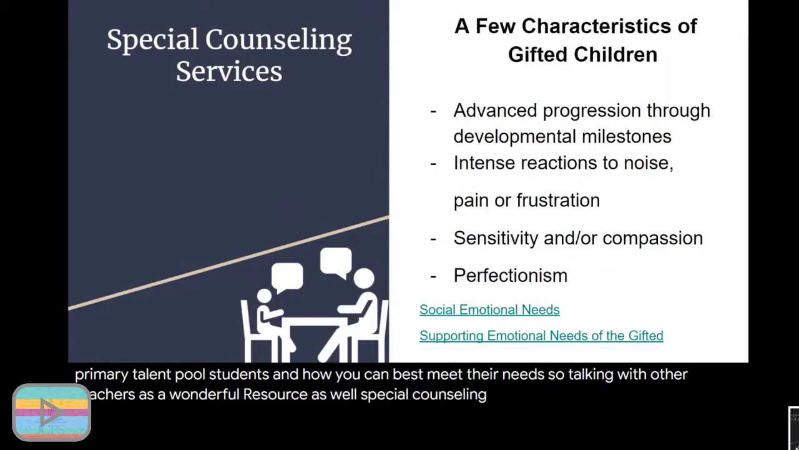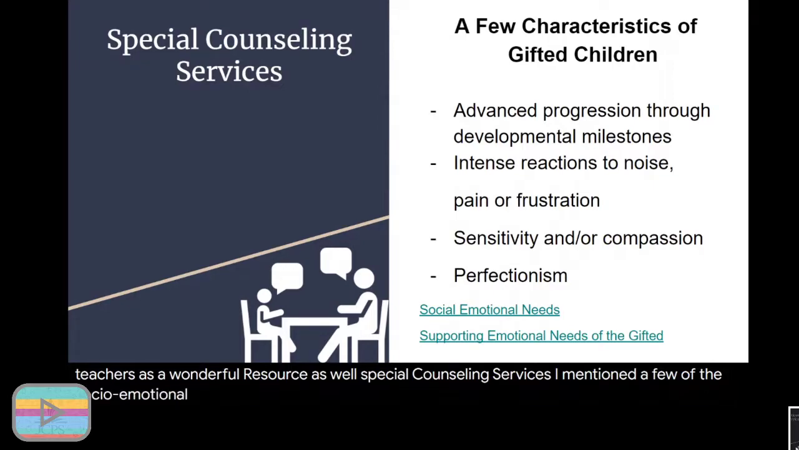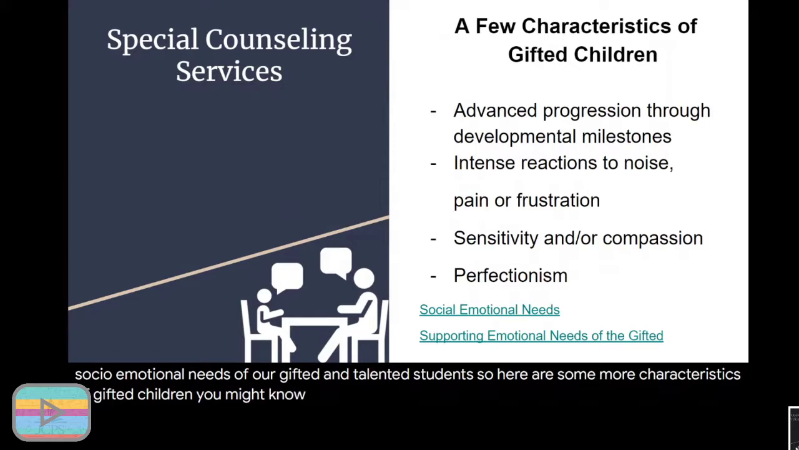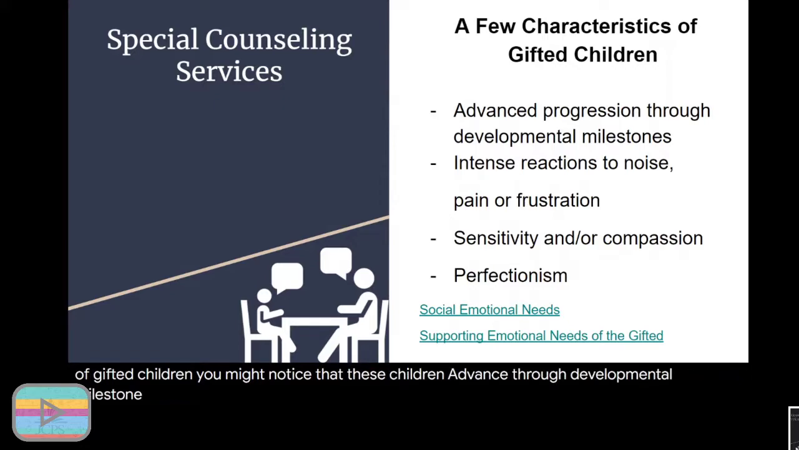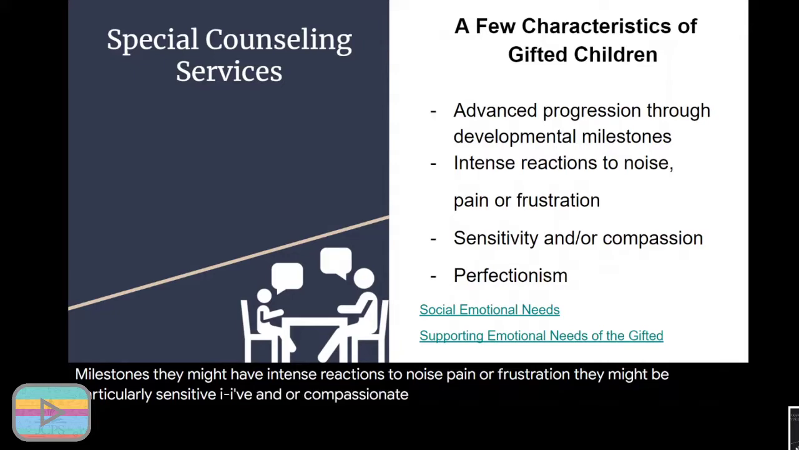Special counseling services. I mentioned a few of the socio-emotional needs of our gifted and talented students. So here are some more characteristics of gifted children. You might notice that these children advance through developmental milestones. They might have intense reactions to noise, pain, or frustration. They might be particularly sensitive and or compassionate. And one thing that is very common is perfectionism.